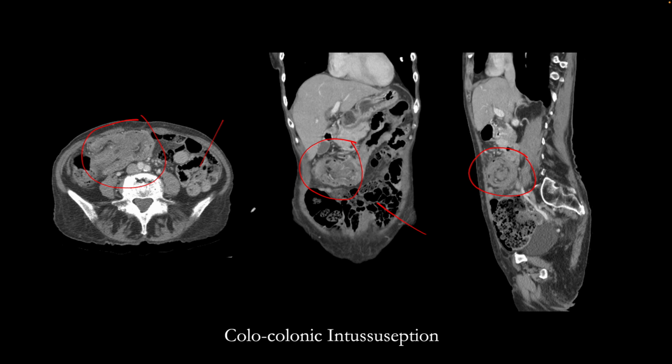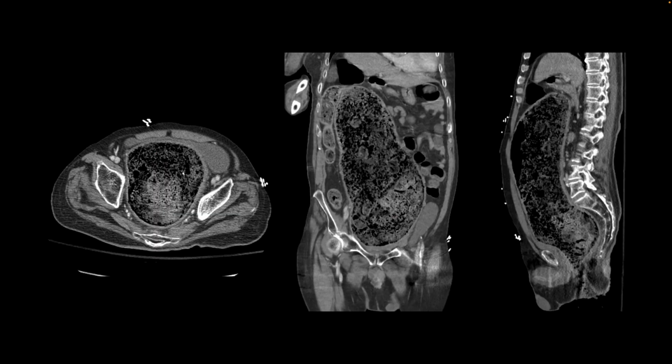So this was a colocolonic intussusception, and the patient was referred for a colonoscopy to see if there is a lead point that led to this intussusception.